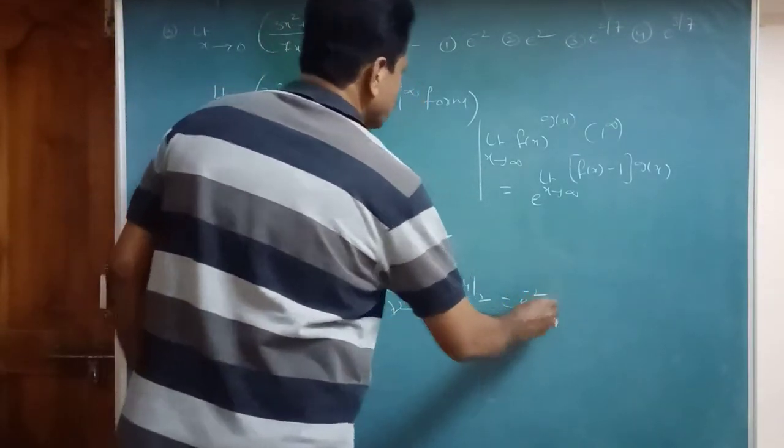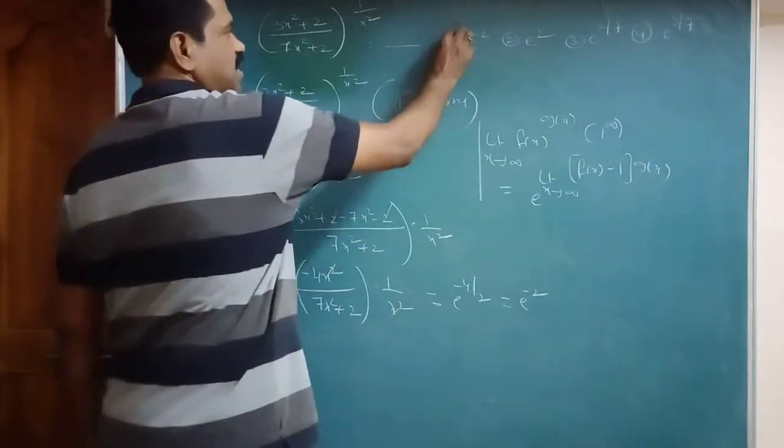That is how much here? e power minus 2. So which option is correct here? First option.